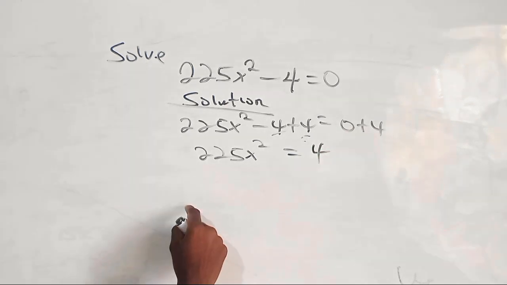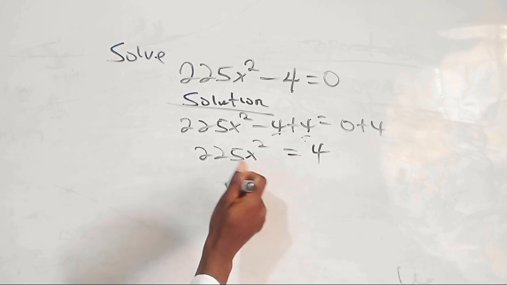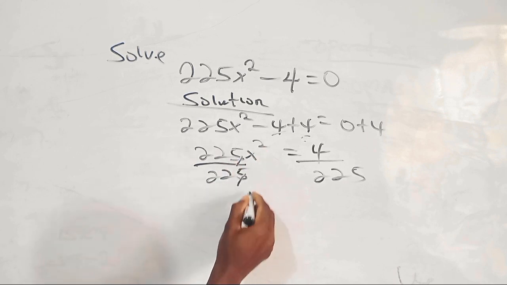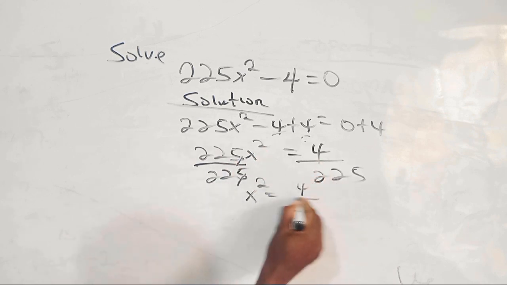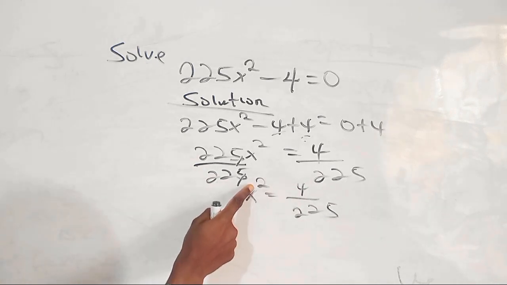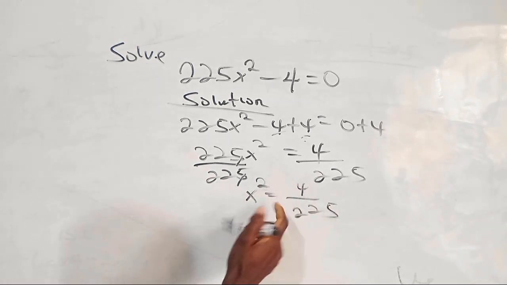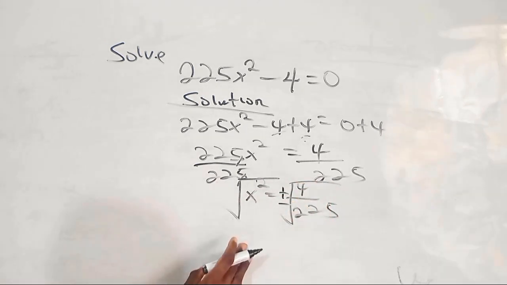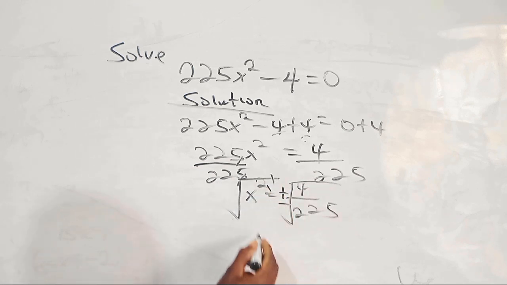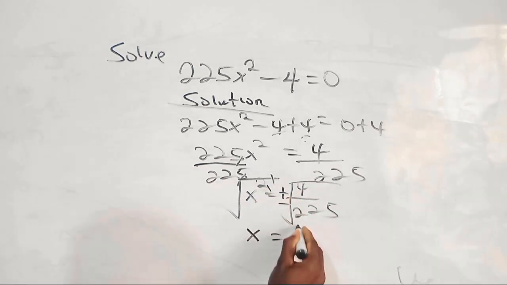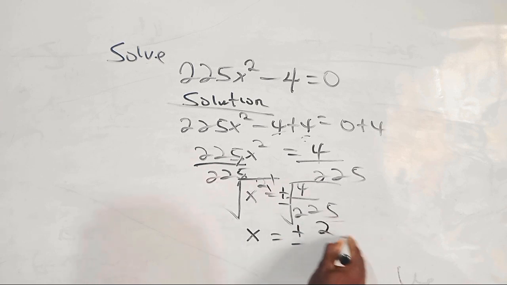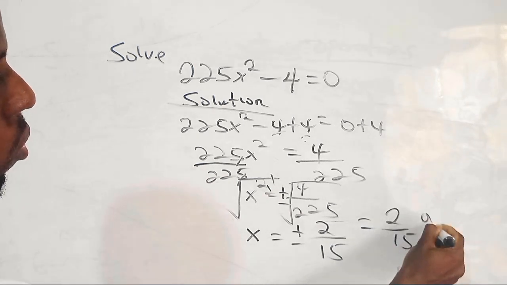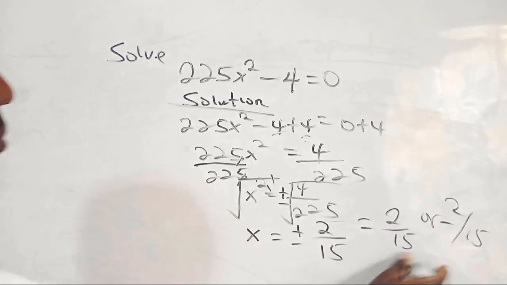The next thing we do is to divide both sides by the coefficient of x squared, which is 225. So this one is out. So we have x squared equals 4 over 225. But to take care of this square, we take the square root of both sides. So we introduce plus or minus. So we have just x, plus or minus, square root of 4 is 2, square root of 225 is 15. So our x is 2 over 15 or minus 2 over 15.